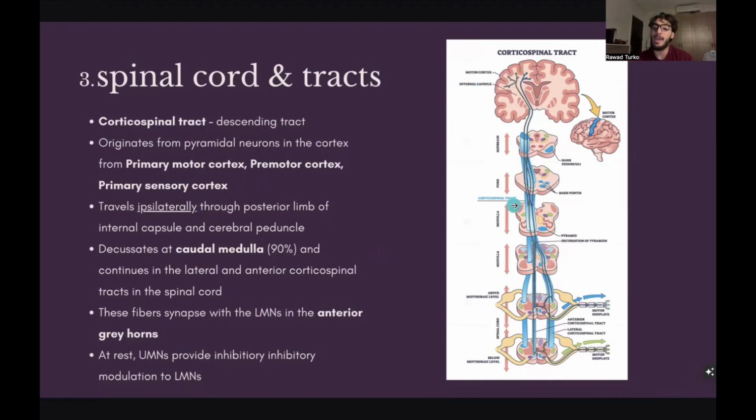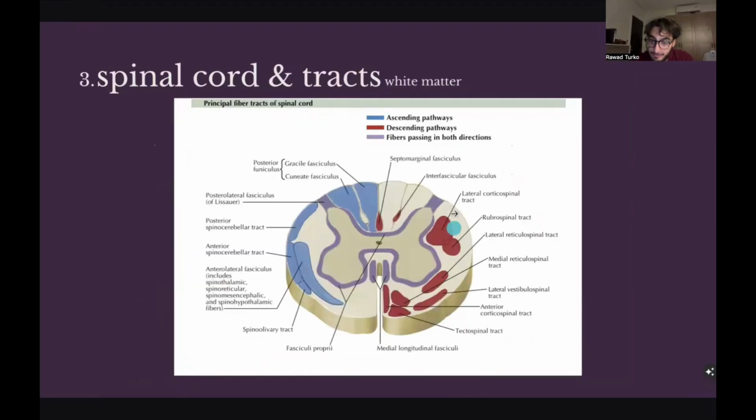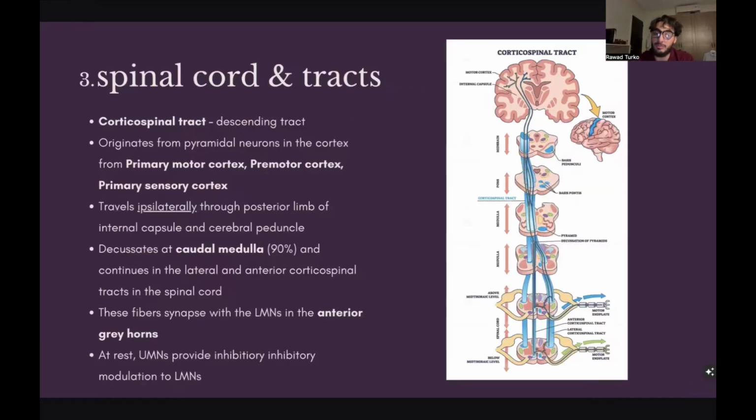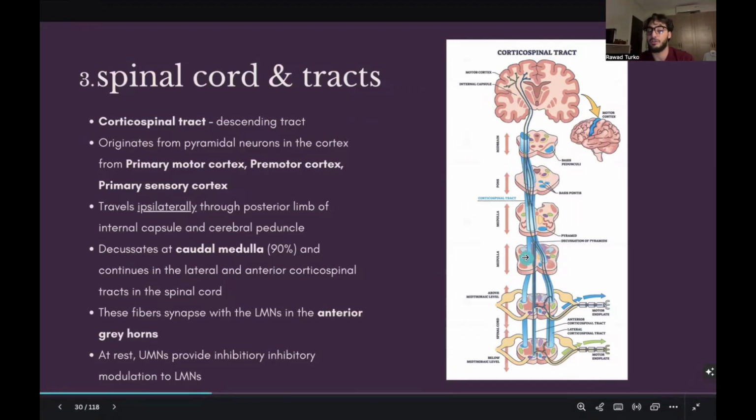This is very important to know. Most of these fibers are going to decussate in the caudal medulla specifically, and then they're going to continue in the lateral and anterior corticospinal tracts in the spinal cord. This is why back here we said that we have a lateral corticospinal tract and an anterior corticospinal tract. 90% of the fibers in the corticospinal tracts are going to continue as the lateral corticospinal tract, and 10% are going to continue as the anterior corticospinal tracts.